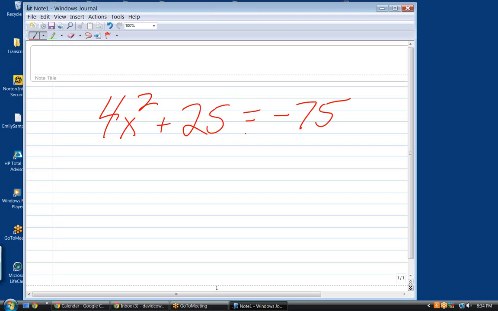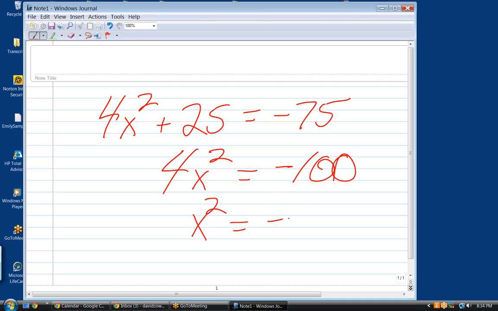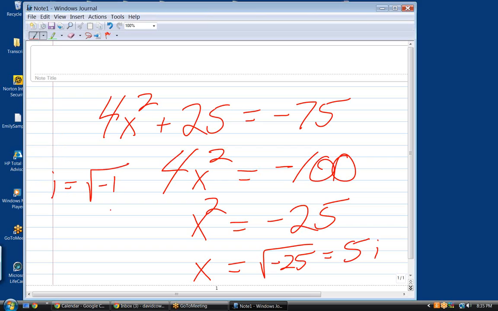Well, this is going to produce an imaginary result. In other words, my first step is to subtract 25 from both sides. And I'm going to divide both sides by 4. And then I'm going to take the square root of both sides. Well, that has you taking the square root of a negative number, which until you learn about imaginary numbers you can't do. It turns out that that's equal to 5i, where i is equal to the square root of negative 1.